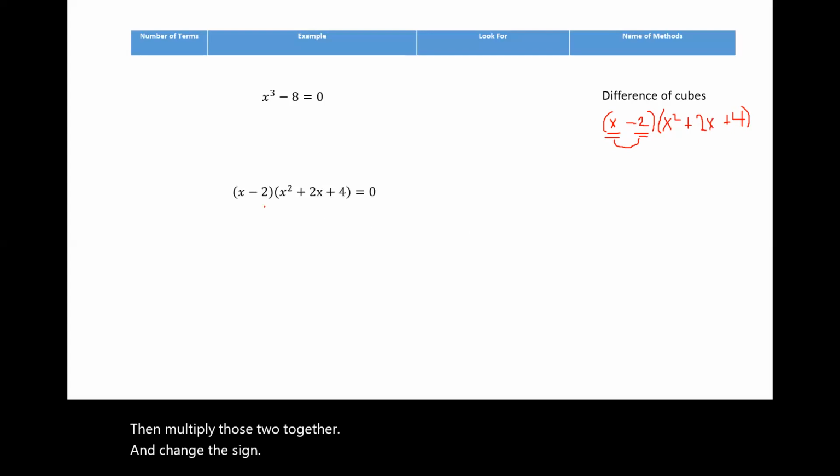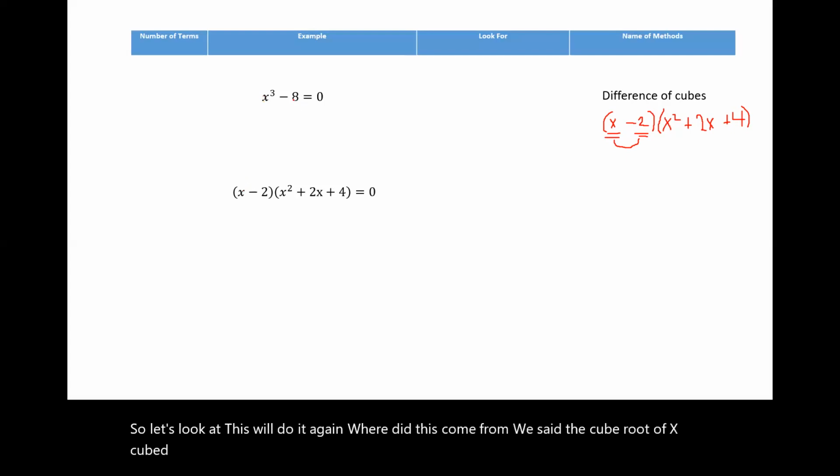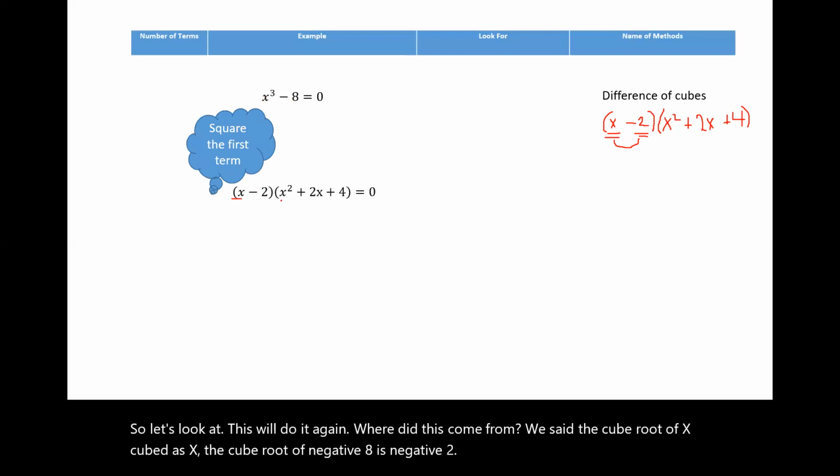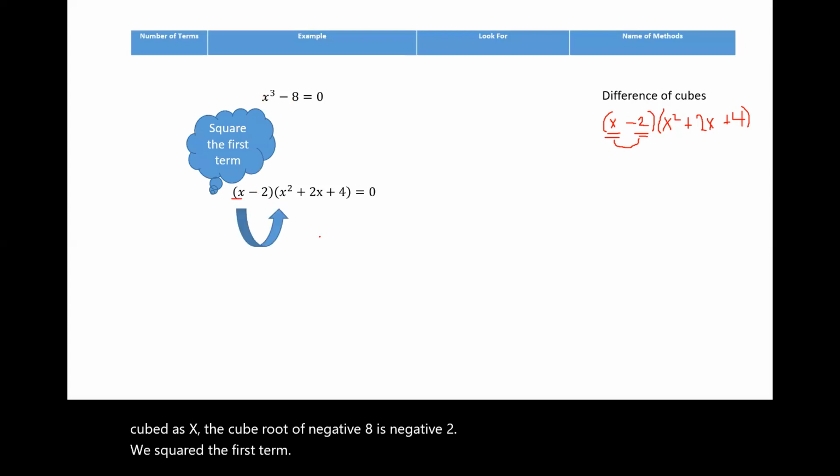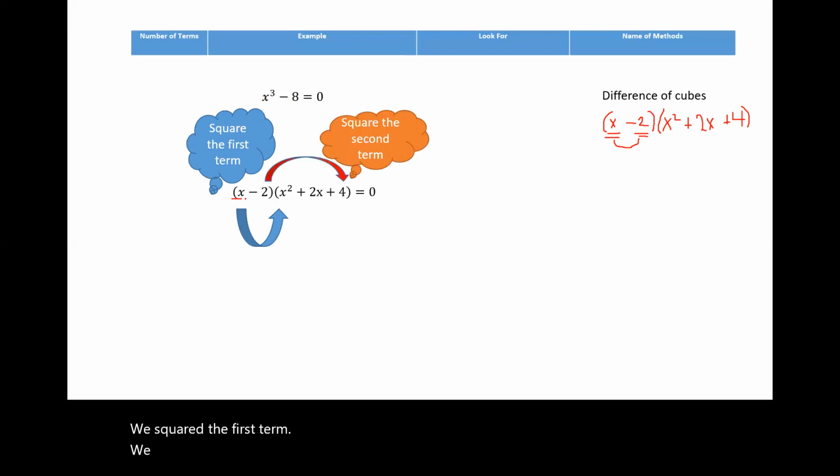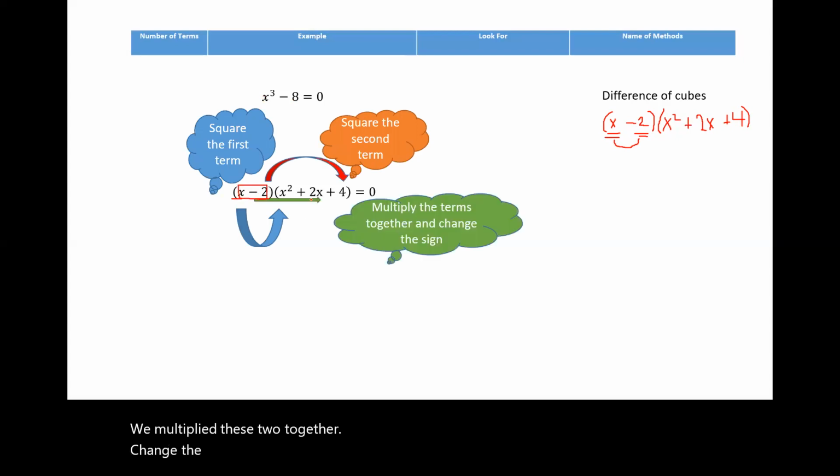So let's look at this. We'll do it again. Where did this come from? We said the cube root of x cubed is x. The cube root of negative 8 is negative 2. We squared the first term. We squared the second term. We multiplied these two together, changed the sign, and that's where the 2x comes from.